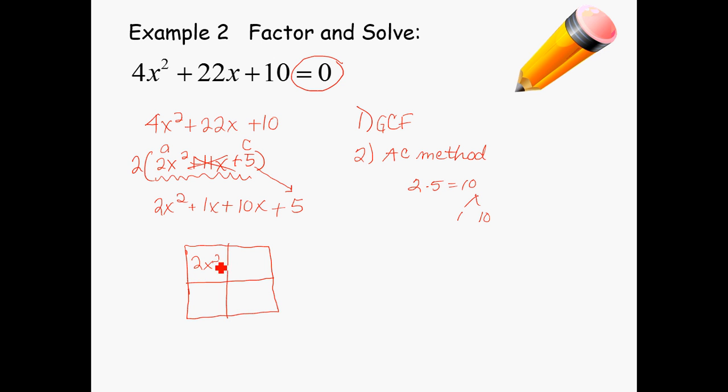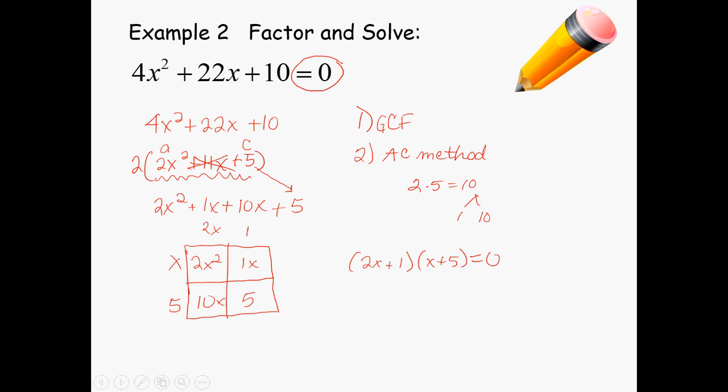So 2x squared, 1x, 10x, 5. Top, have an x in common. Bottom row has a 5 in common. First column, 2x. Second column, a 1. And so our factors are 2x plus 1 and x plus 5.